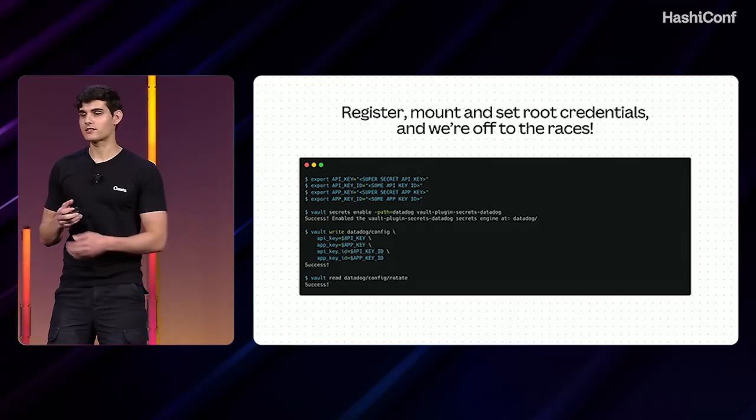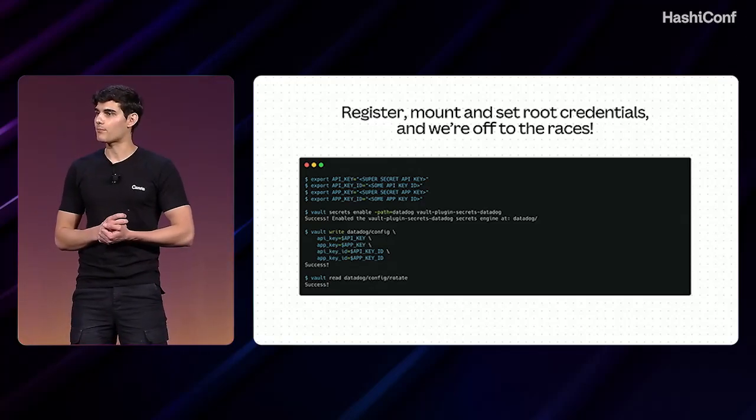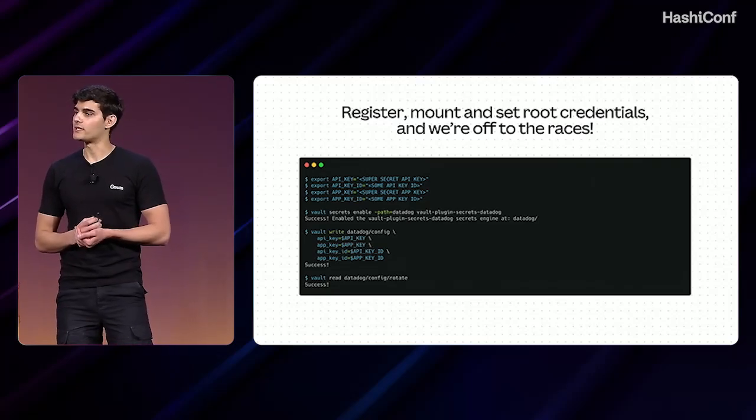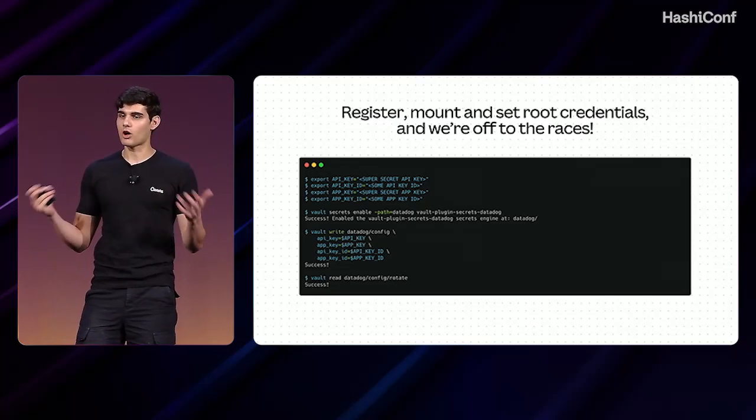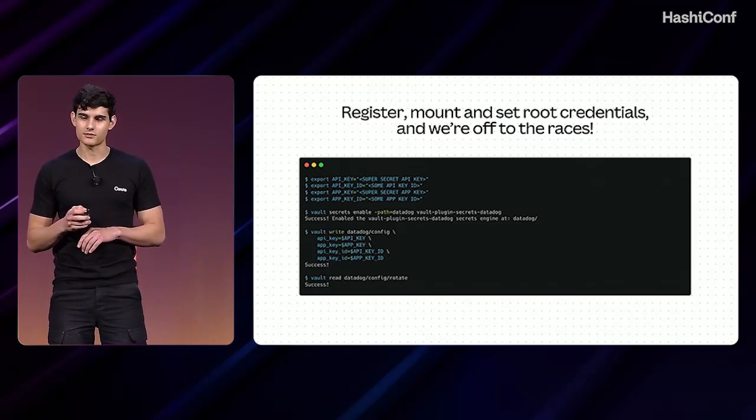So now that we had our custom secrets engine, we registered it, mounted it, and enabled it at the path /datadog. We set some root credentials, and then we're off to the races, ready to have a poke around and generate some dynamic secrets.